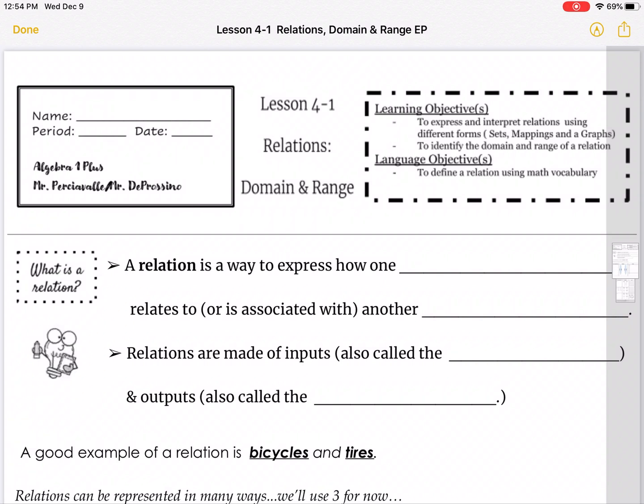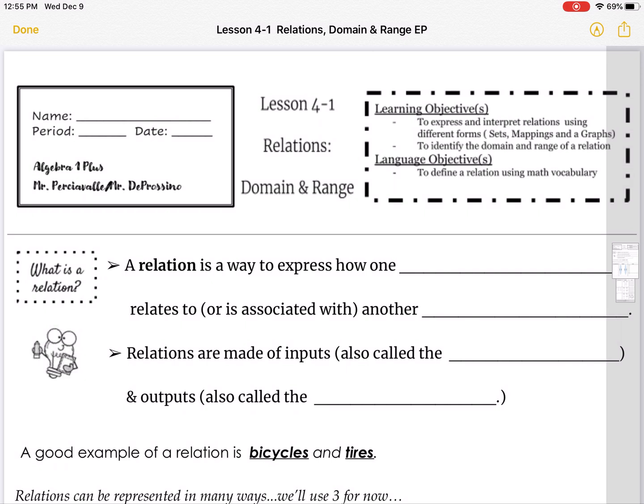All right, hi everybody. Today we're going to talk about Objective 4.1. Objective 4.1 is about relations and the domain and range. So Unit 4 is all about functions. And the first lesson that we need to talk about when we talk about what a function is: relations and also domain and range. So our objective today is we're going to express and interpret relations using different forms. We're going to be dealing with sets, mappings, and graphs. And then we're going to also talk about how we identify the domain and range of a relation.